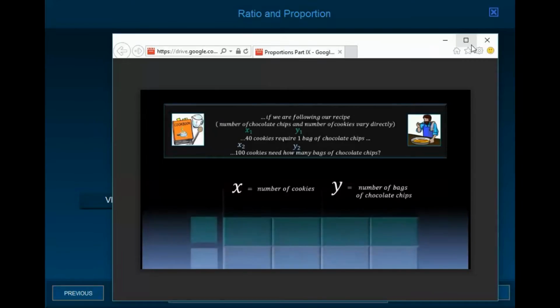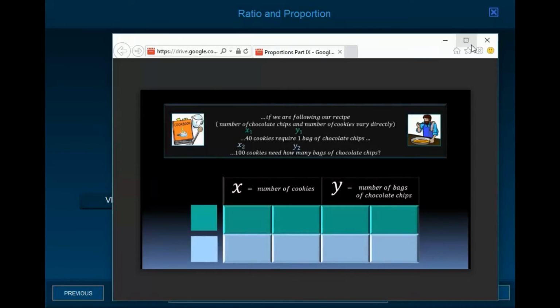Let's organize our information into a table. Again, at a first point in time, we have 40 cookies. And at that same point in time, we use 1 bag of chocolate chips. At a second point in time, we want to make 100 cookies. And we need to find out how many bags of chocolate chips are required to do that.